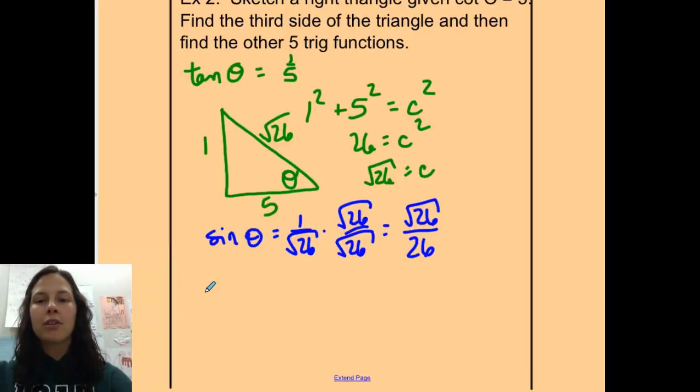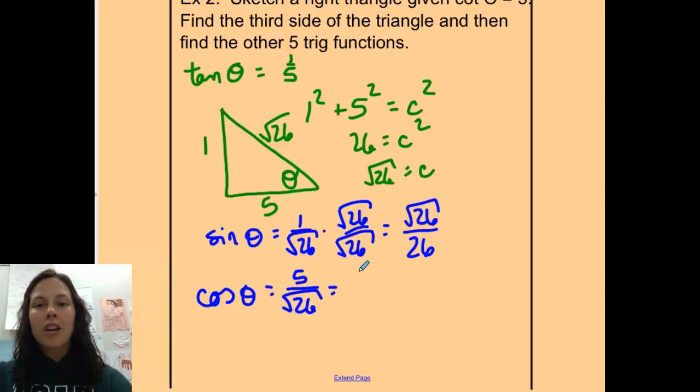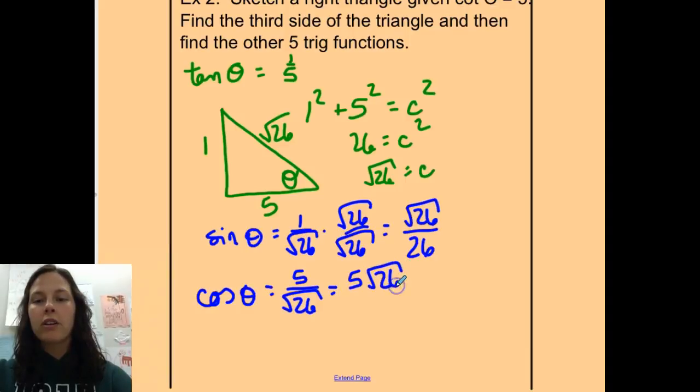So we'll practice that with our cosine. We'll end up with that square root of 26 in the denominator again, as cosine is adjacent over hypotenuse. So the fast way to rationalize this: move that square root of 26 up to the numerator with the 5, and just drop that radical in the denominator.